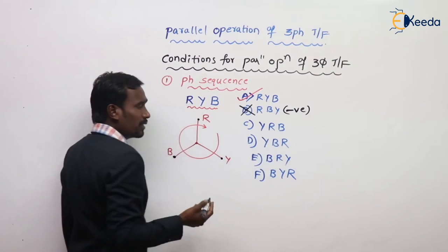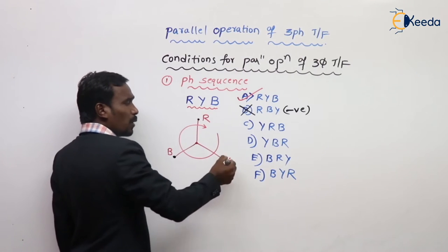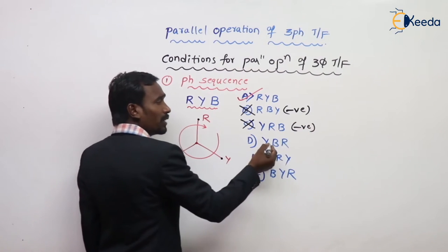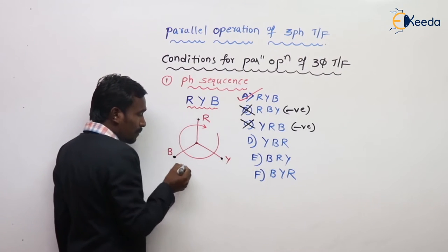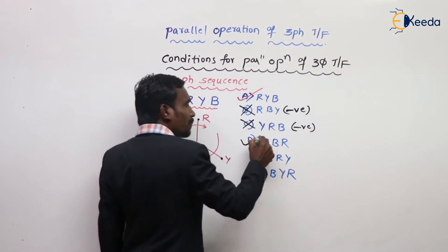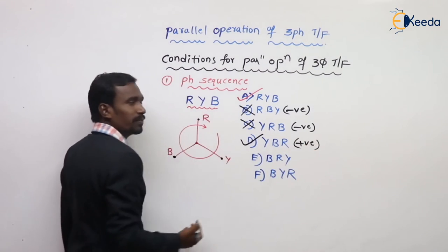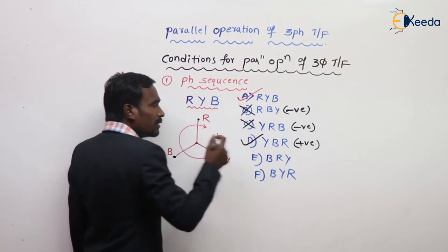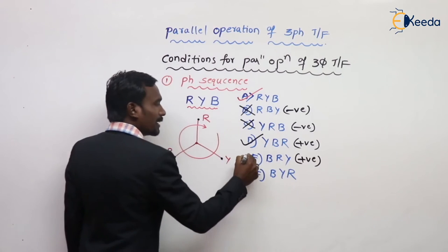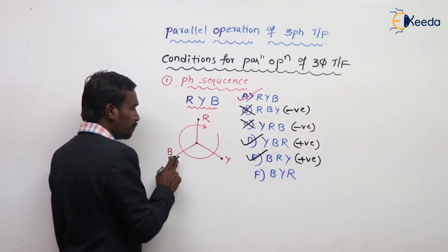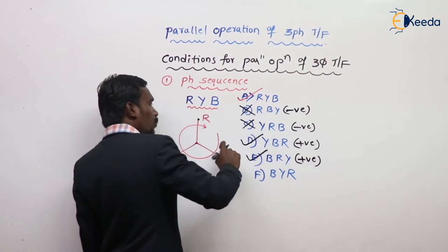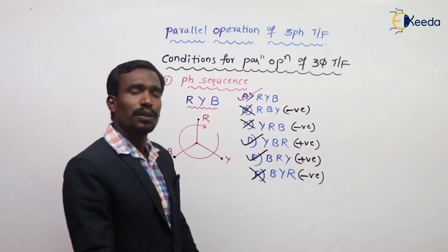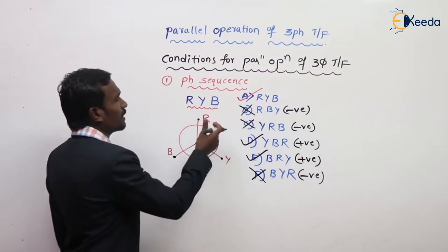See here, YRB. This is also a wrong answer because this is a negative phase sequence. Next one, YBR. This is a 100% correct answer because this is a positive phase sequence only. And next one, BRY. This is also a positive phase sequence, also a 100% correct answer. And next one, BYR. This is a 100% wrong answer because this is a negative phase sequence. Like that, you can find which is positive and which is negative for given options.